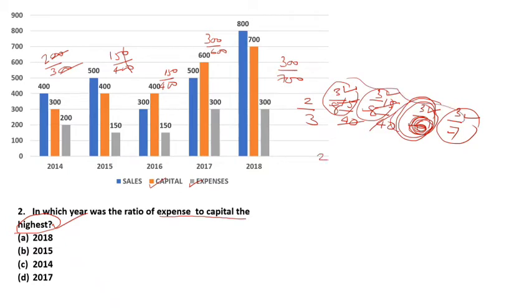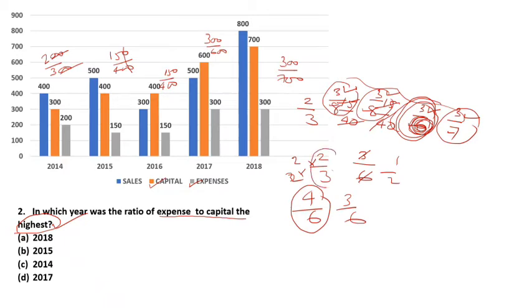Now let us see 2 by 3 and here it is 3 by 6. Which one is the highest? 3 by 6 we can cut as 1 by 2, or otherwise you can take 2 by 3 multiplied by 2, so it becomes 4 by 6 and 3 by 6. 4 by 6 is the highest. That means 2 by 3 is the highest number, and we got 2 by 3 in 2014. So 2014 is the correct answer.